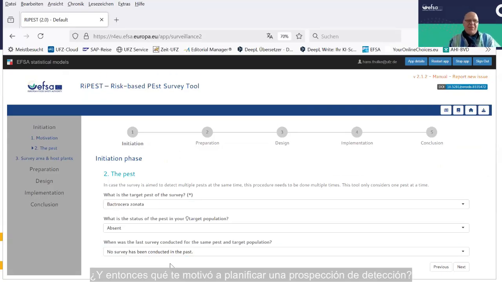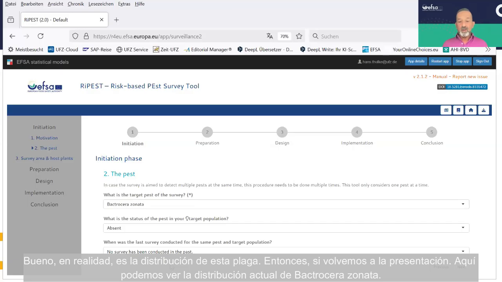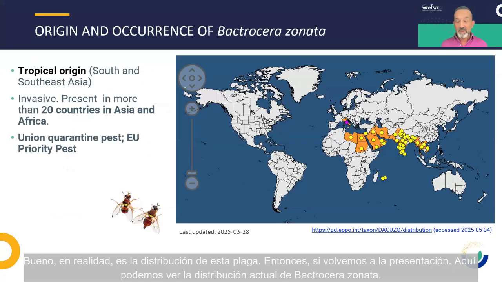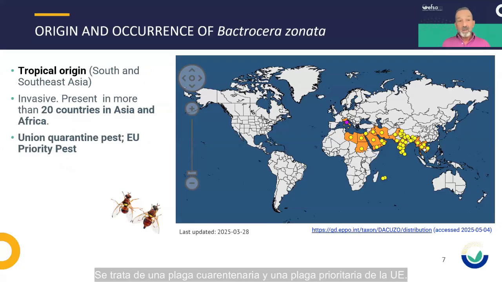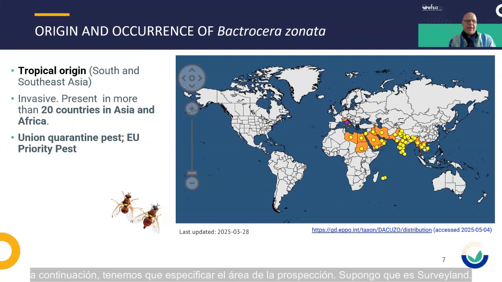So what then motivated you to plan a detection survey? Okay, well, actually, it's the distribution of this pest. So we go back to the presentation. Here we can see the current distribution of Bactrocera zonata. This is a tropical pest, originally from India and Pakistan, but known to occur in more than 20 countries in Asia, basically, but also in Africa. And it has been detected in Italy, where it is considered transient and under eradication. This is a quarantine pest, and it's an EU priority pest. Okay, then we need to specify the survey area. I guess that's Surveyland.